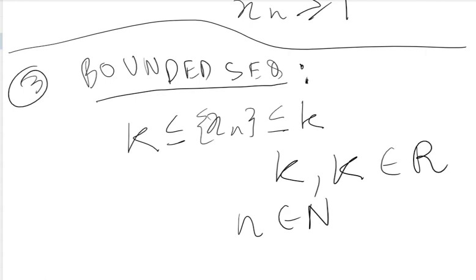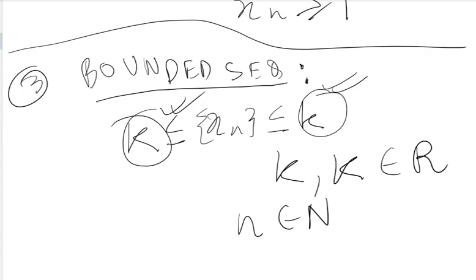So if you would like to write the definition of a bounded sequence, it can be found anywhere. A sequence is said to be bounded if it is bounded above as well as bounded below. Thus a sequence a_n is bounded if there exist two real numbers k and capital K such that the sequence is bounded above here and bounded below here. That type of sequence is called a bounded sequence.